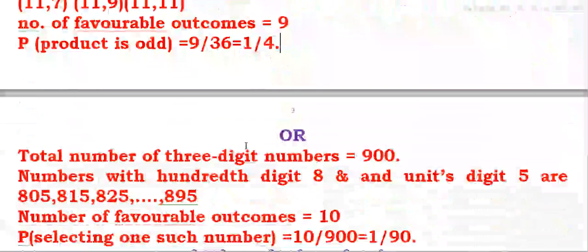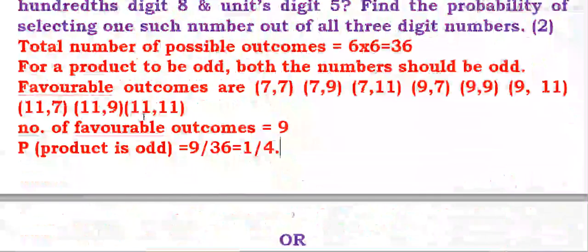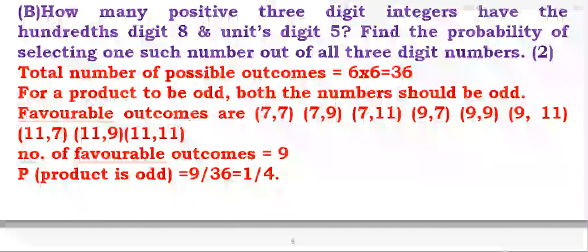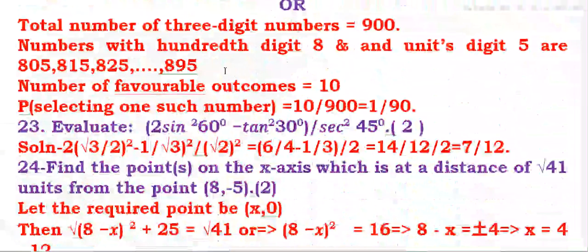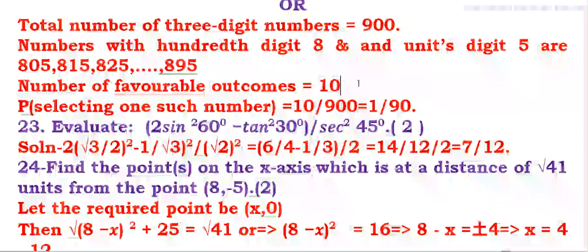Next: how many positive 3-digit integers have hundreds digit 8 and unit digit 5? Find the probability. The numbers 105, 115, 125, 135, 145 and so on will be 10 in number, and the total numbers are 900. So 10 by 900, because 100 to 999 there will be 900 numbers, and the probability will be 1 by 90.